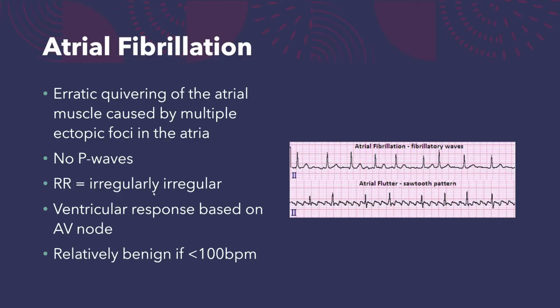What does irregularly irregular mean? Well, you can have a regular irregular heart rate. Sounds ridiculous, but what that means is you might have a beat every 10 seconds where the RR interval is extended or shortened. So it's not normal, but it is regular. It's predictable. Irregularly irregular means it's unpredictably irregular. It's all over the place. The RR intervals are constantly changing. That's typical of atrial fibrillation.